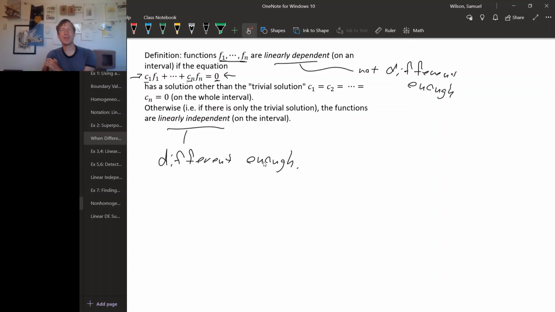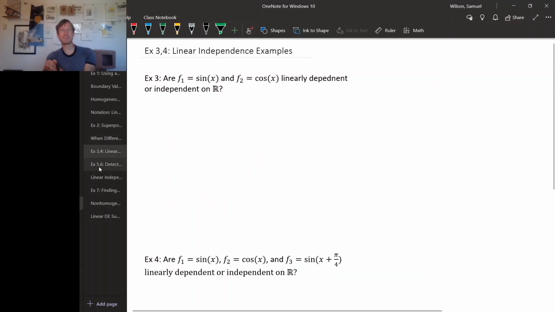Okay, so if you can find a solution to this equation without all zeros, then they're dependent. And if the only way to solve this equation is with nothing but zeros for your coefficients, then that's linearly independent. Incidentally, the solution with all zeros is called the trivial solution. So if the only solution is the trivial solution, then your functions are linearly independent. And if there are non-trivial solutions, then they're dependent. So let's look at some examples.